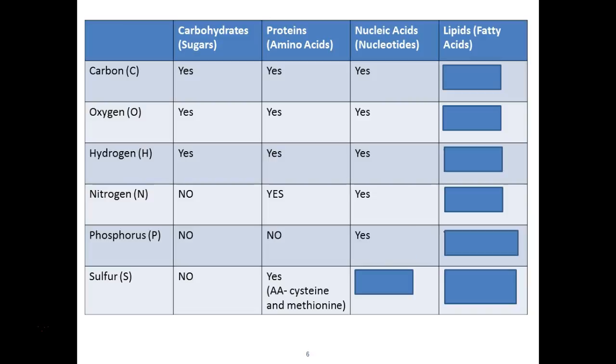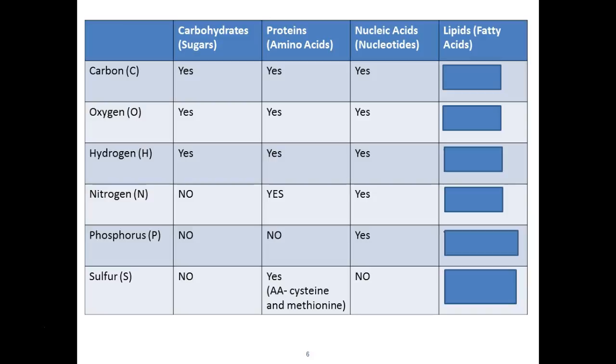Does it contain sulfur? No. This is the only no for nucleic acids, is sulfur. So if you wanted to tell proteins from nucleic acids, you could look for phosphorus versus sulfur, right? And figure out whether you're dealing with a protein or a nucleic acid. Because nucleic acids contain phosphorus where proteins do not, and proteins contain sulfur where nucleic acids do not.